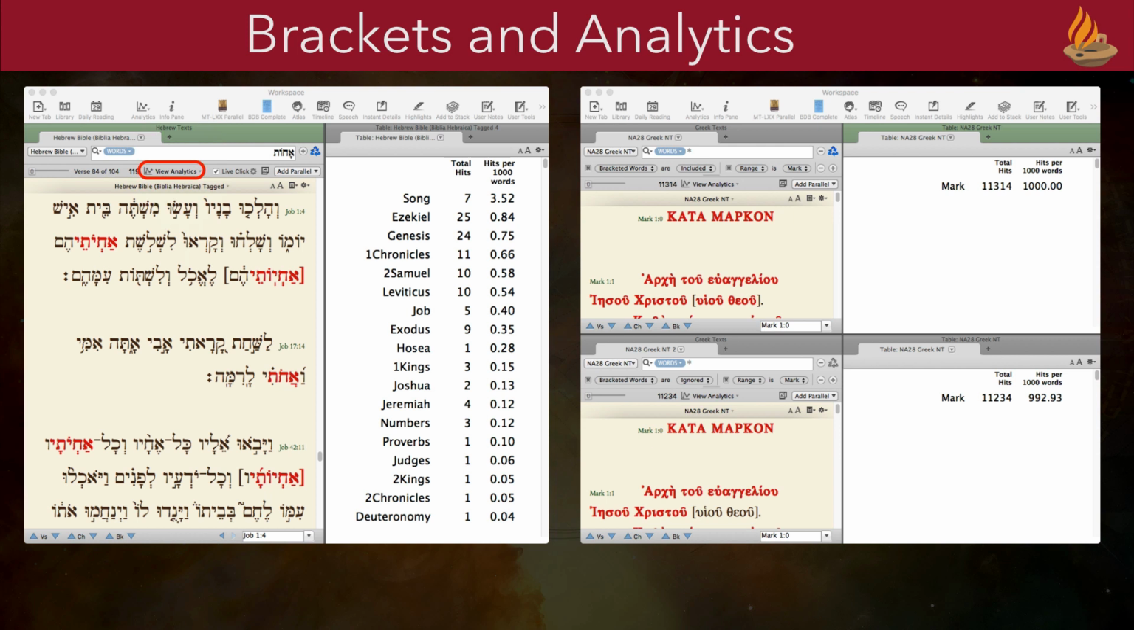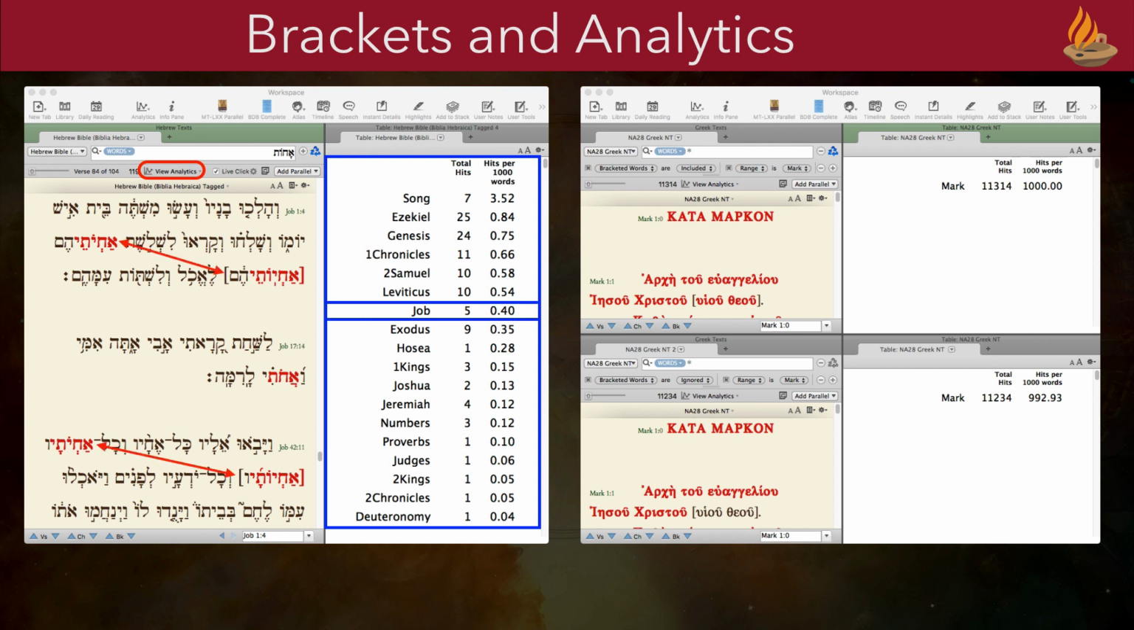Here are 2 examples. The first is from the HMT-W4, where we've searched for hachot. This table shows the number of times the word appears in the Hebrew Bible. It lists 5 hits in Job, but 2 of them are Ketiv, Qere pairs. That unfairly weights the number of hits in Job, which should only be 3. We can eliminate this issue by adding a search condition that excludes bracketed words.